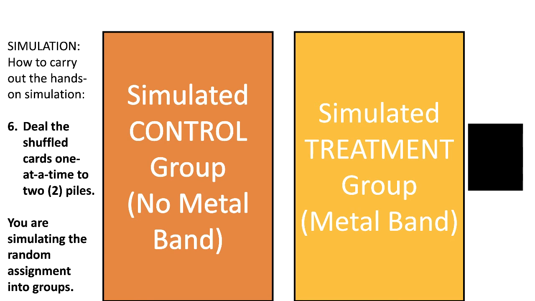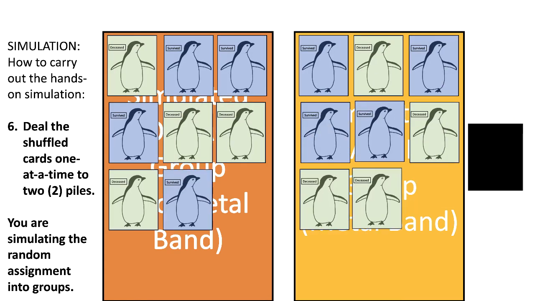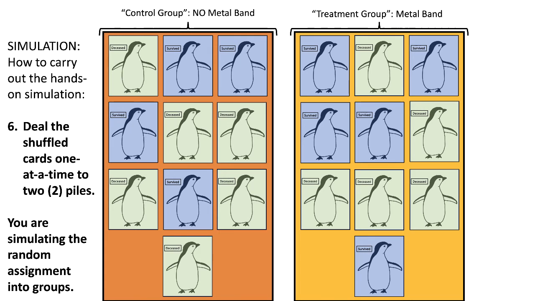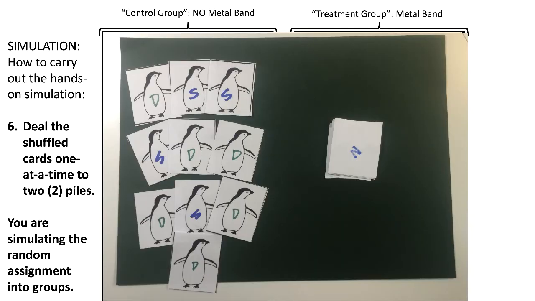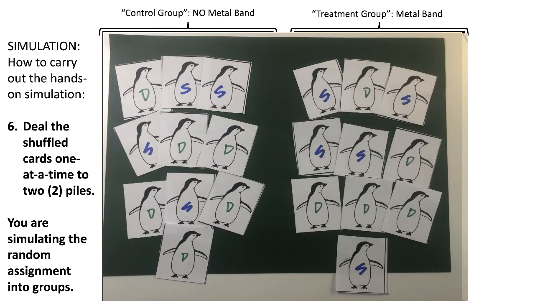Okay, we've shuffled our cards. Let's deal them into two groups. Now I have my simulated control group. This group of penguins did not receive a metal band. And my simulated treatment group, this group of penguins did receive the metal band. But remember, under this simulation, it played no part in their survival. If you're doing this at home, here's what it would look like. I shuffled my cards, I dealt them into two piles, and then I turned them over to see how many penguins in the simulated control group survived or did not survive, and how many penguins in the simulated treatment group survived and did not survive.